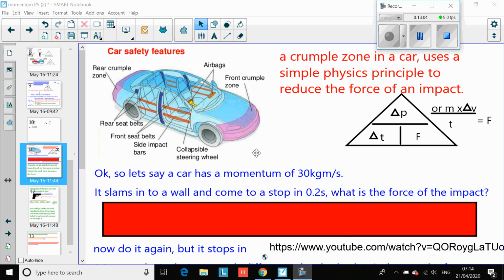Okay, so time to actually now apply this equation. So let's just take the crumple zone of a car. A crumple zone in a car uses a simple physics principle to reduce the force of the impact. And it's the equation we've just been looking at. Change in momentum divided by time equals force. Now, let's just say a car is going along. It has a momentum of 30 kilograms meters per second. It slams into a wall and comes to a stop in 0.2 seconds. What is the force of the impact?